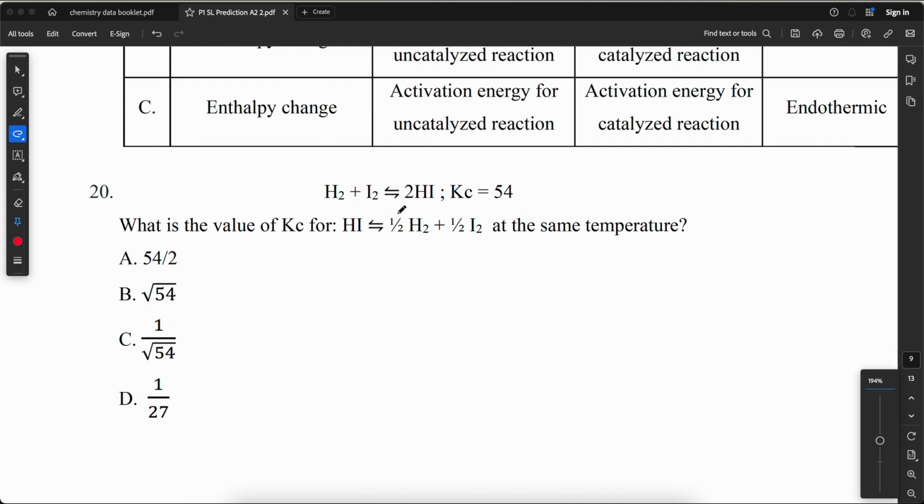H2 plus I2 produces 2 HI, Kc is 54. What about HI producing half H2 and half I2? So it's the reverse, which is Kc to the power negative 1, and half of the coefficient, so that would be square root Kc. So 1 over 54, but square root. The answer is C.